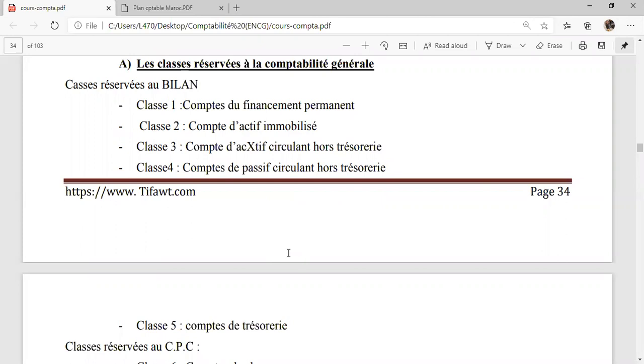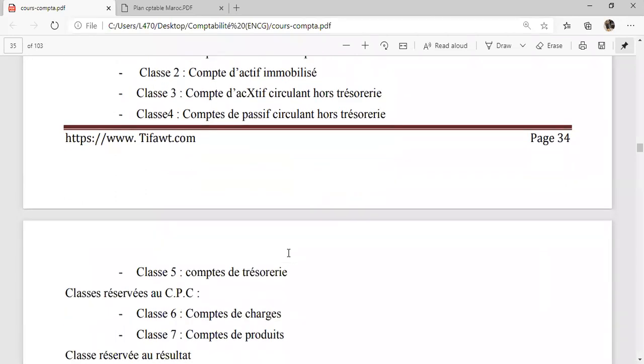Then moving on to class 6 and 7. Class 6 is the comptes de charge, and class 7 is the comptes de produit. These comptes strictly belong to the CPC, and they are called comptes de gestion because they deal with how a business manages its day-to-day affairs. The compte de charge would be the expenses, and the compte de produit would be the incomes, or rather the gains a business has.